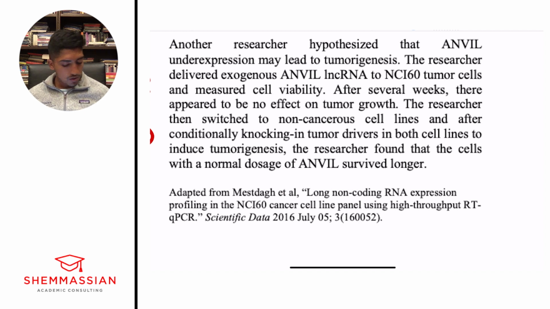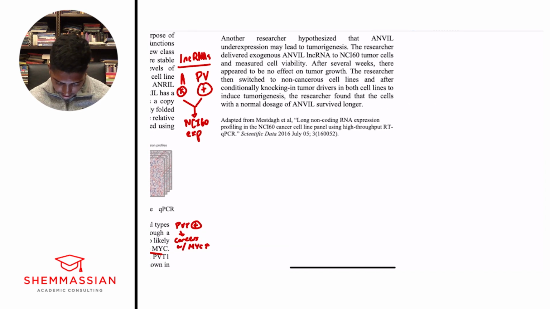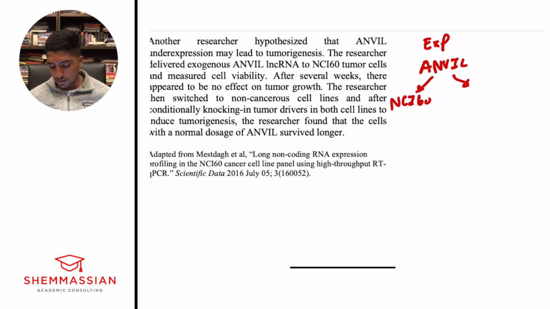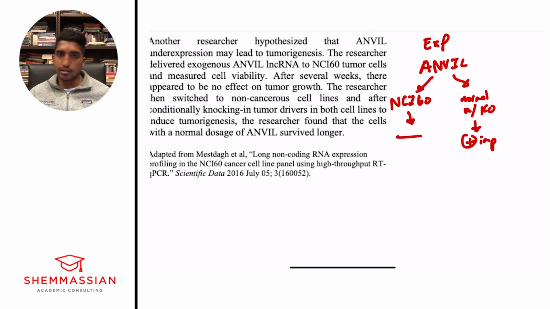All right, so what is happening? So we have experimental setup, right? And in a big picture understanding, they're looking at ANRIL in two cases. One, NCI60 cells. Two, normal cells with knockout genes. And then we see some sort of positive improvement here. And then here we see nothing, right? Net neutral. There's no effect on tumor growth.